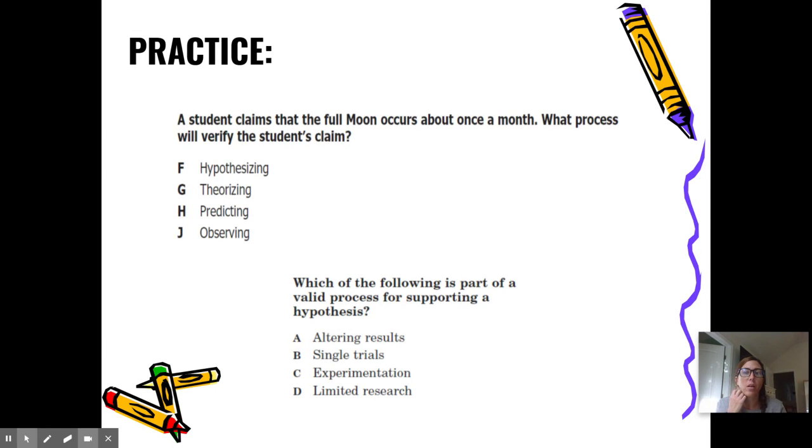And then we have a quick question practice. A student claims that the full moon occurs about once a month. What process will verify the student's claim? Which of the following is part of a valid process for supporting a hypothesis? So pause here, and then we'll go over the answers.